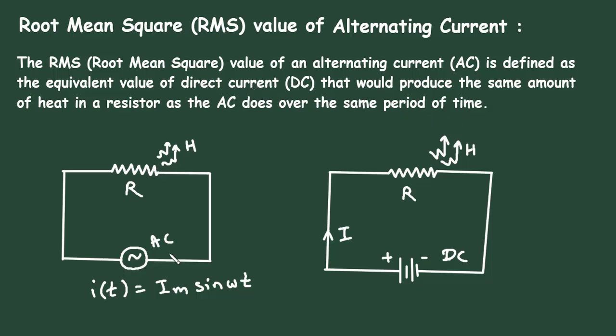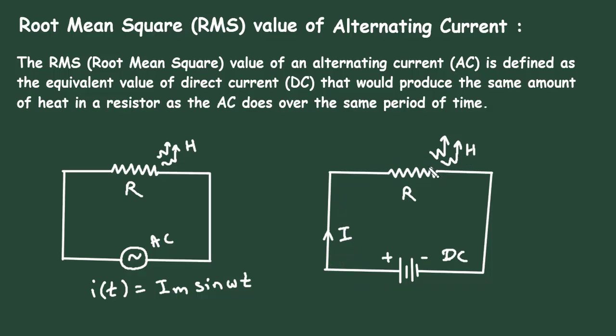So here we can see on the left side this is an AC circuit and on the right side it is a DC circuit. Here I of t is the current and it is equal to Im sin omega t. So this is an AC supply or AC current and this is resistor R. This is also resistor R, and here the DC supply is given, the current through this is current I.